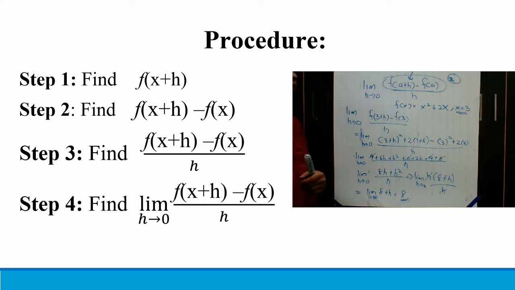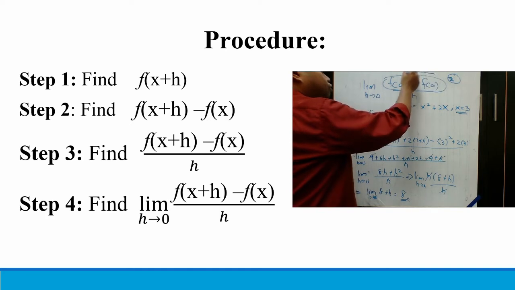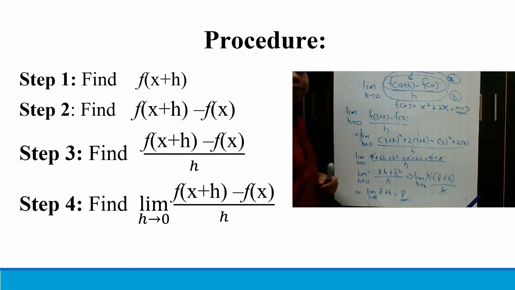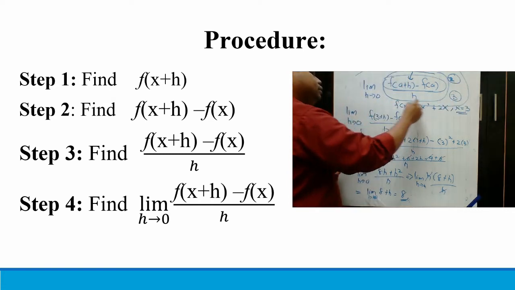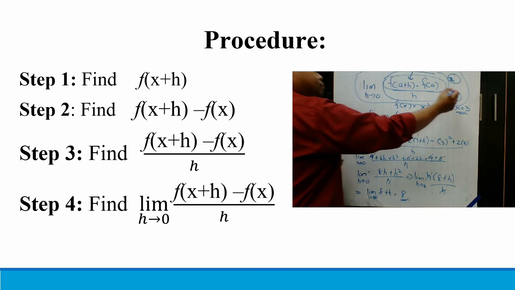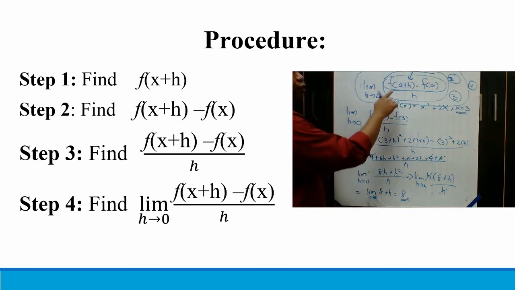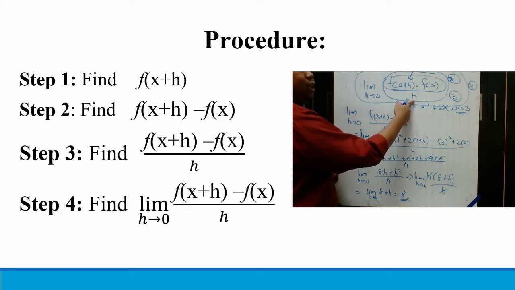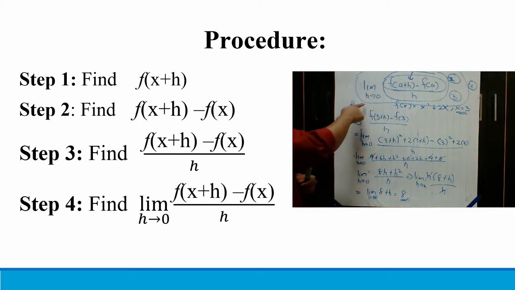And the third step is you solve overall this one, f(x+h) minus f(x) divided by h. And then you will include all of this for the fourth step. You start with this first, then for the second step you solve this one, for the third step you divide by h, and for the fourth step you find the limit when h approaches 0.